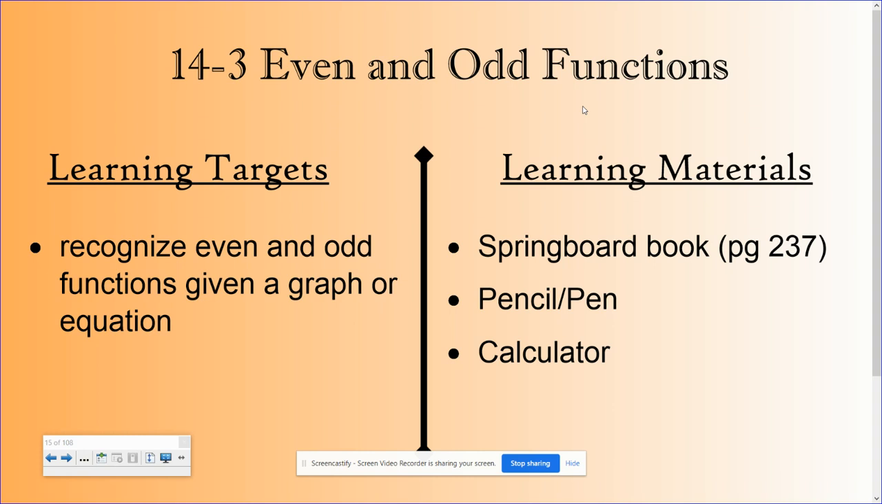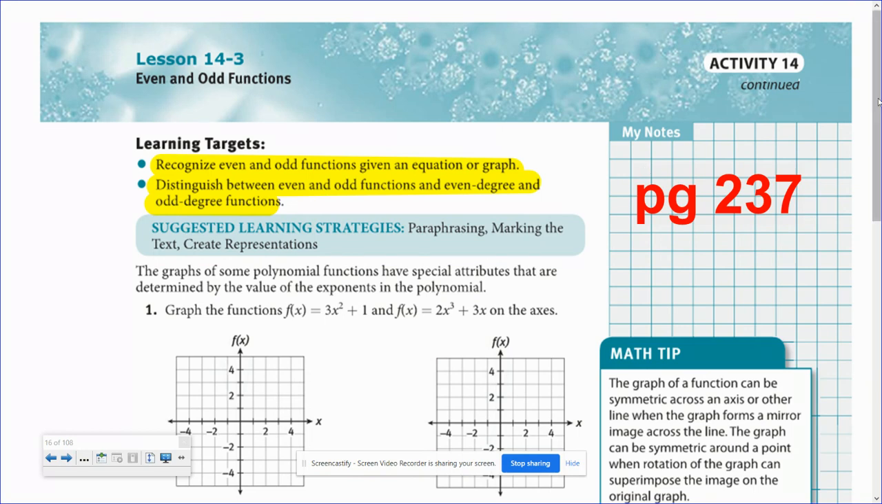In lesson 14-3, we'll be discussing even and odd functions. So our target today is to recognize when a function or a graph is even or odd. Okay, so we're on page 237 in our Springboard book. You will need some kind of graphing calculator, whether it's your actual calculator or Desmos today, because we are going to be doing a little bit of graphing. So let's go ahead and get started here.